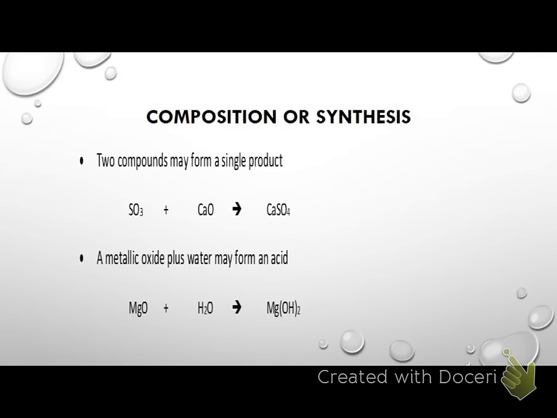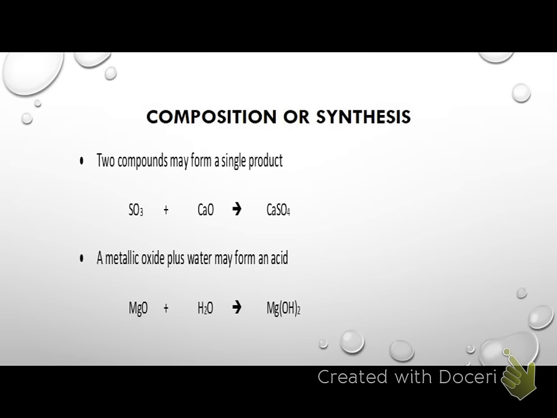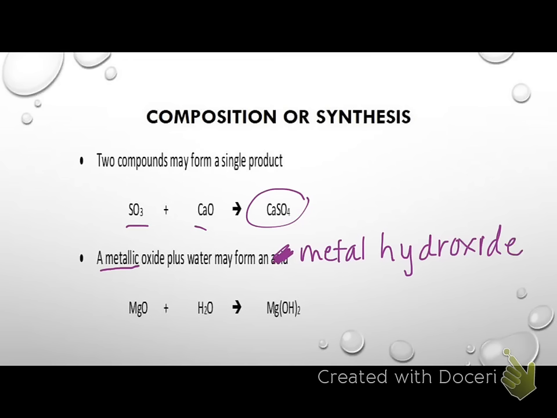Two compounds may form a single product, so this is two, oops, sorry about that, let me go back, my apologies. This is two compounds forming a more complicated compound. A metal oxide plus water can form, and this is a mistake, so please, this is important to cross this out. A metal oxide plus water will form a metal hydroxide. Okay, so make sure you make that correction, a metal hydroxide. Okay, I need to make that correction for next year.